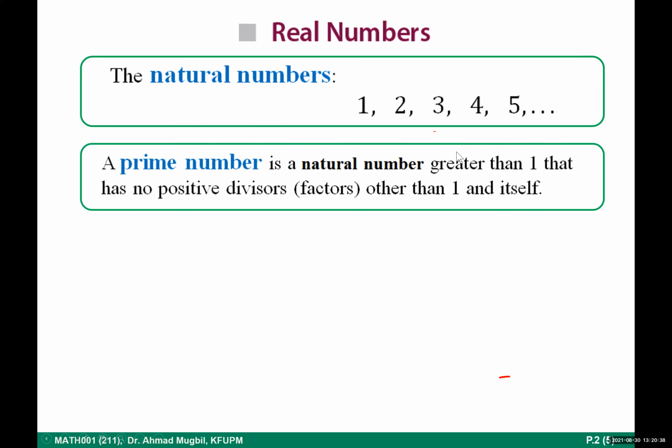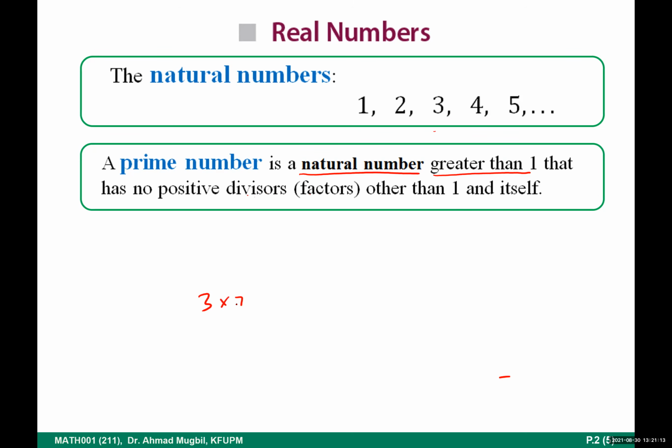We can classify the natural numbers into 2 types: prime numbers and not prime numbers. What is the prime number? Prime number is a natural number greater than 1, bigger than 1, more than 1, that has no positive divisor or factors. What we mean by divisors or factors? Let me give you an example. It will be easier. I will mention this later, by the way, but let me just give you an example.